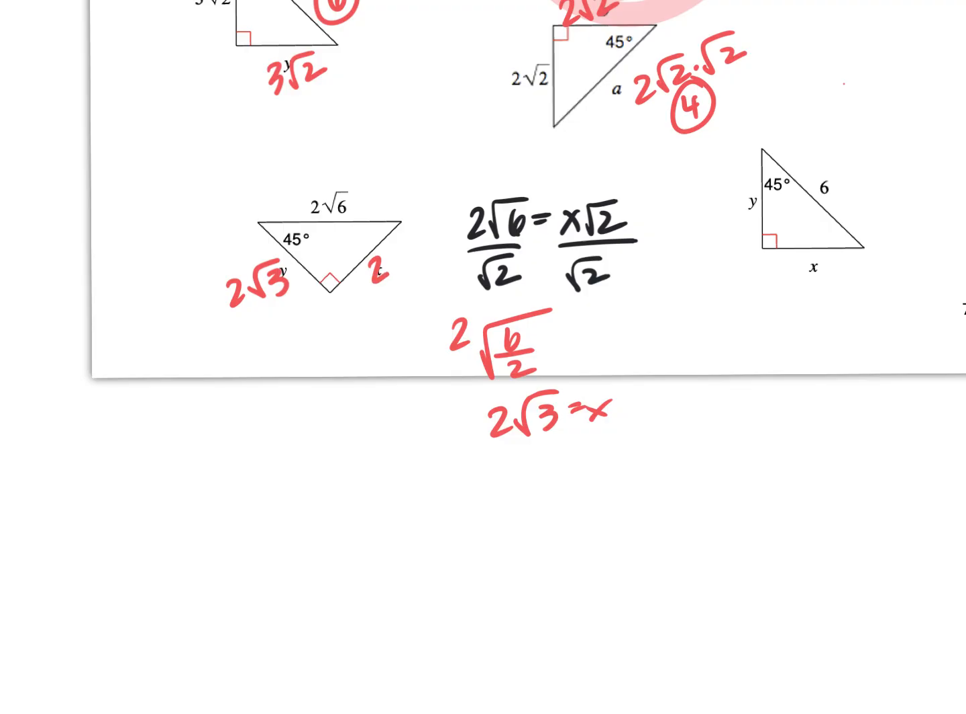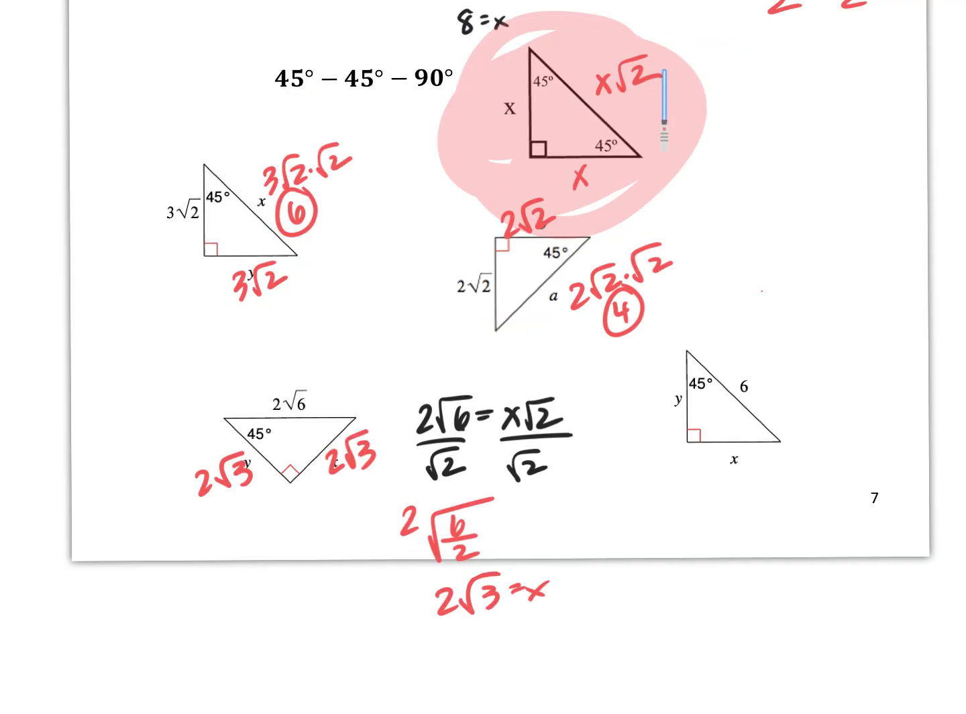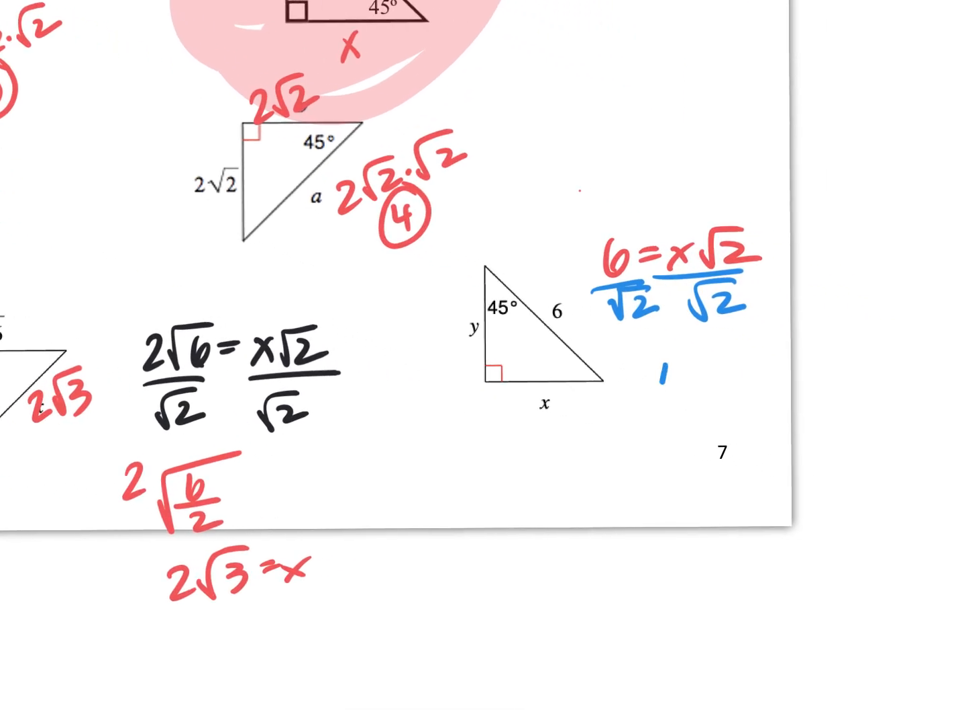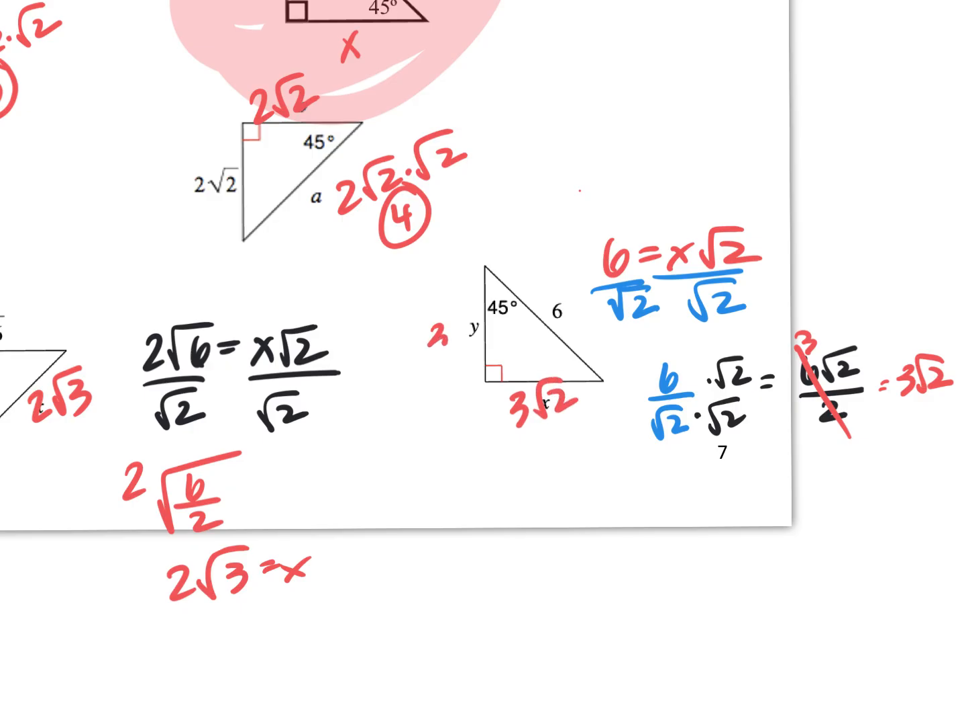And both my legs have to be equal. My 6 is my X root 2 leg. How am I going to get just my leg? Divide by root 2. 6 over root 2. Am I allowed to have a 6 over root 2? Nah, what do we need to multiply by? Root 2 over root 2 would get me... Nice. 6 root 2 over 2, she said. What's 6 over 2, guys? 3. So I would get 3 root 2 for both of my legs, right?